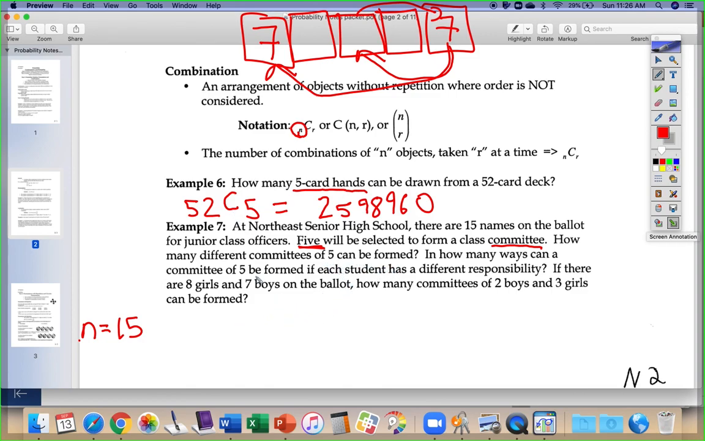So I have it now. It's just like the deck of cards. I have 15 people. I'm making committees of 5 people. 15C5 leaves me with 3,003. Again, the calculator video will show you that this is very quick math.